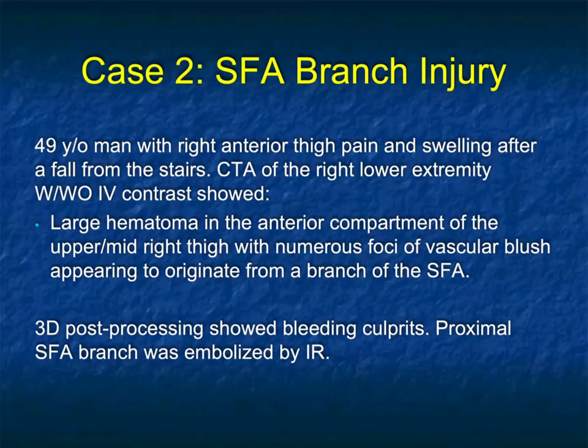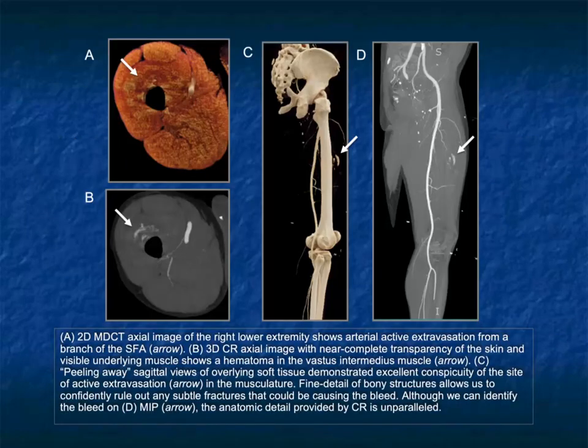Here's another case in a patient with right anterior thigh pain and swelling after a fall down the stairs. The CTA of the lower extremity showed a large hematoma in the anterior compartment of the upper to mid thigh, with numerous foci of vascular blush appearing to originate from branches of the SFA. And again, this was eventually embolized.